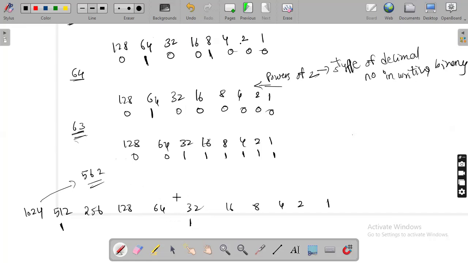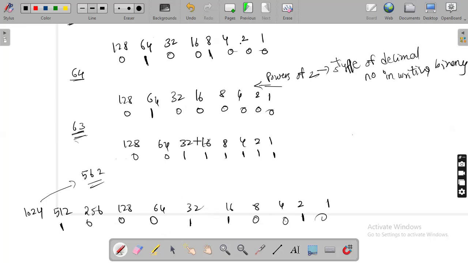So in 50, 32 done. 32 you spent. How much left? In 50, if you spend 32 rupees, how much left? 18 rupees. So what is the nearest number to 18? 16. In 18, you spend 16. How much left? 2 is left. So what is the nearest number to 2 here? 2 itself. So done. Everything is done. Okay. So now remaining all are zeros.